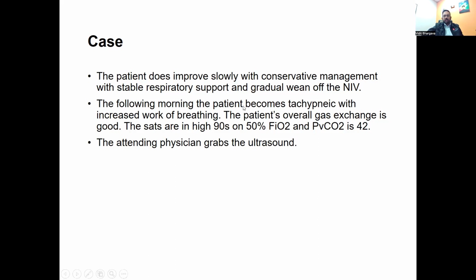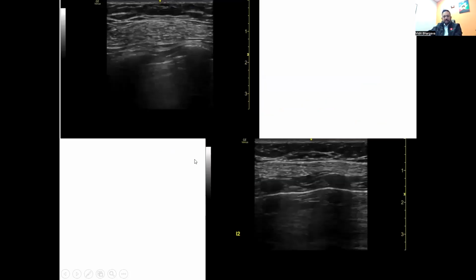The following morning, the patient becomes tachypneic with increased work of breathing. The patient's overall gas exchange is good. The saturations are in the high 90s on 50% FiO2, which is stable. And the patient's venous CO2 is in the 40s, which is similar to, but slightly lower than what had been on the gases previously. Once again, the attending physician grabs the ultrasound and obtains these images.